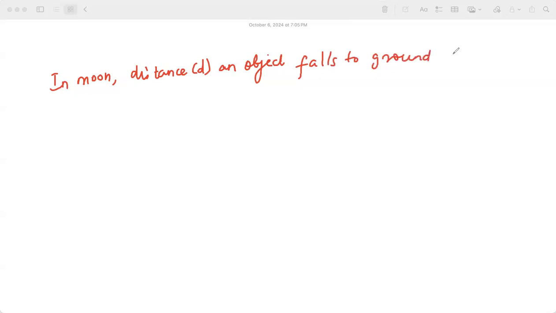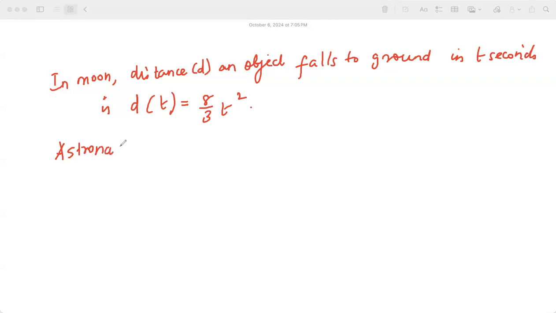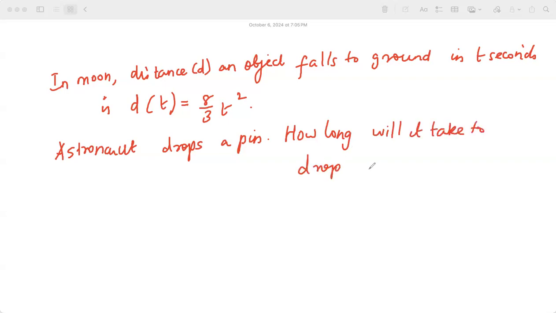Okay, now let's try this one. How about this? On the moon, let me write it down for you. The distance d an object falls to the ground in t seconds is equal to 8 by 3 t square. Suppose an astronaut drops a pin. How long will it take to drop 4 feet?